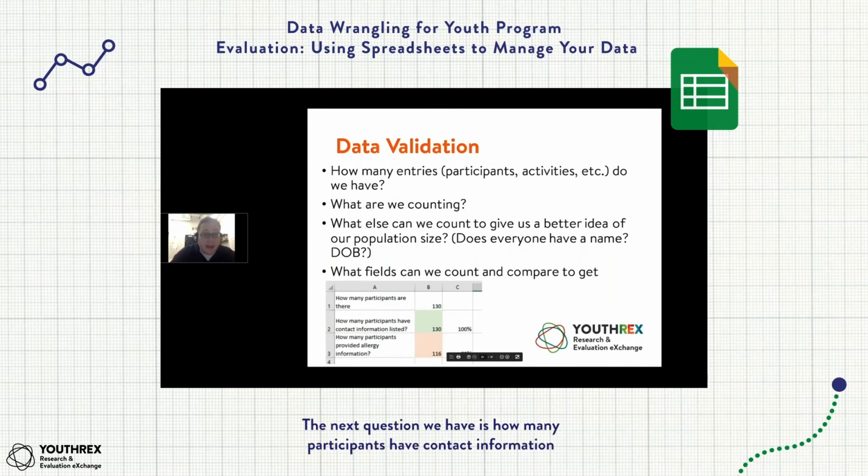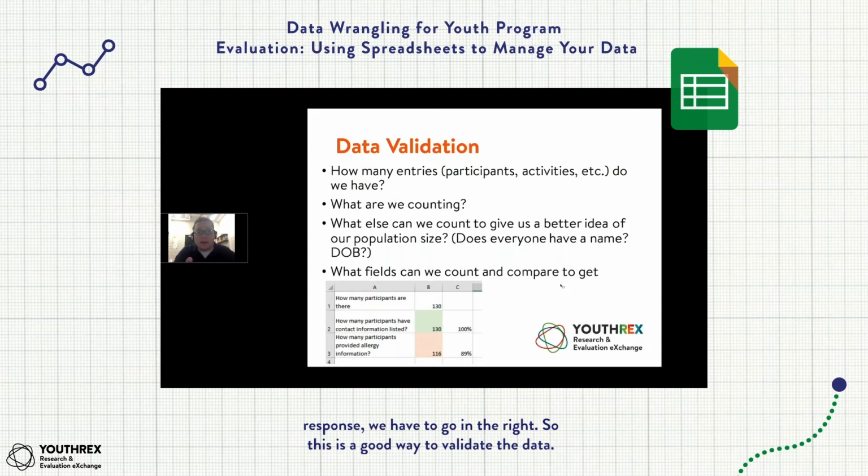The next question we have is how many participants have contact information listed? So we go through, we count how many people have contact information. We see 130, and right there I put a filter that says 100%. The next one says, how many participants provided allergy information? Only 116 did, and it turns the box red. So it tells us there's a problem. We need to go and call back those extra people because only 89% of people actually gave us an appropriate response.